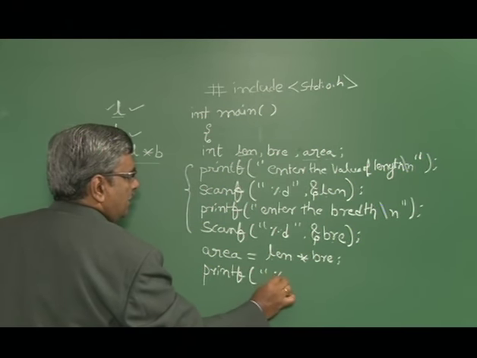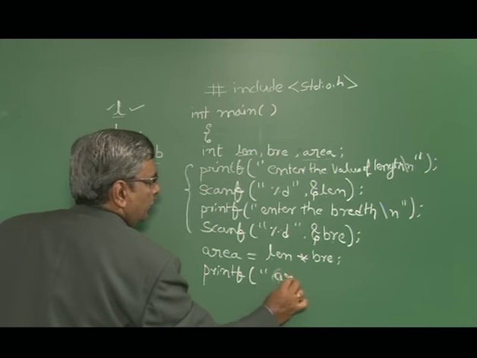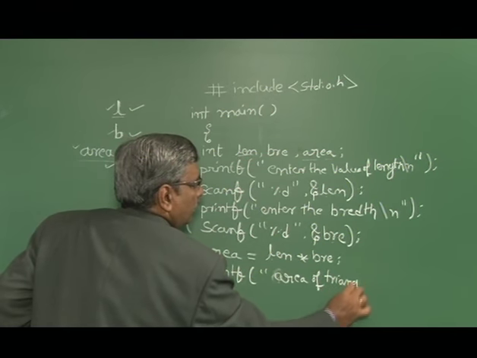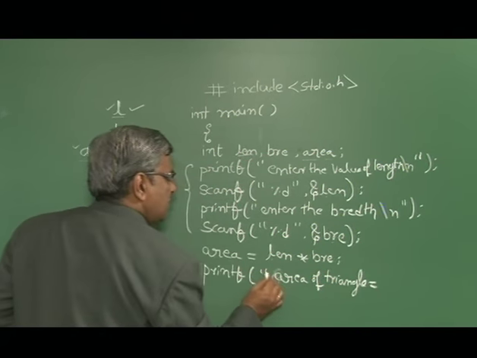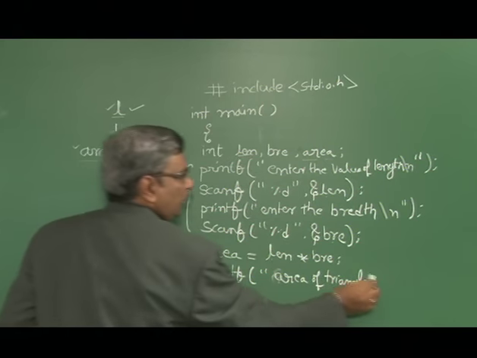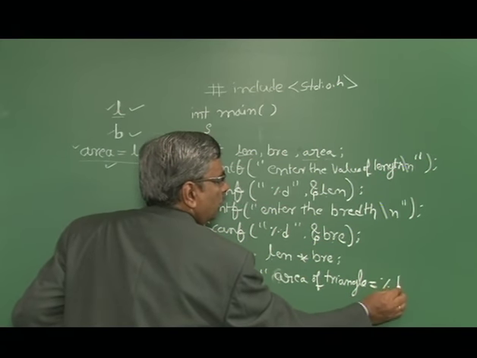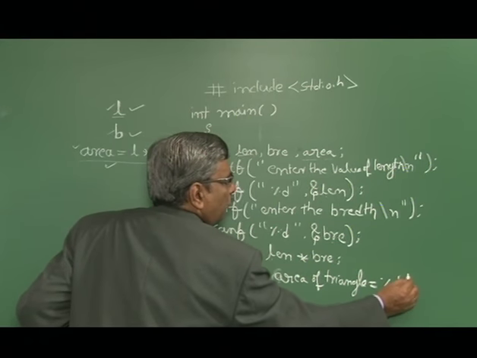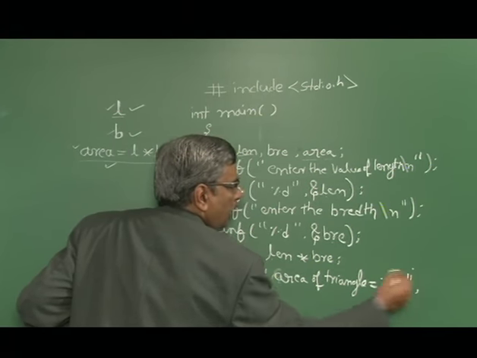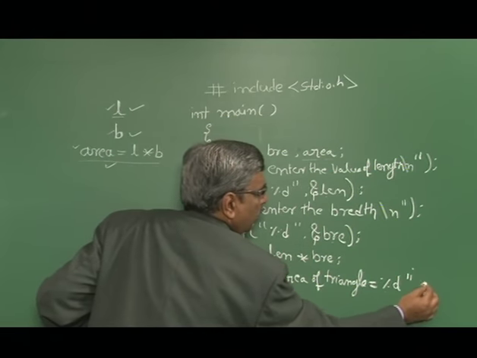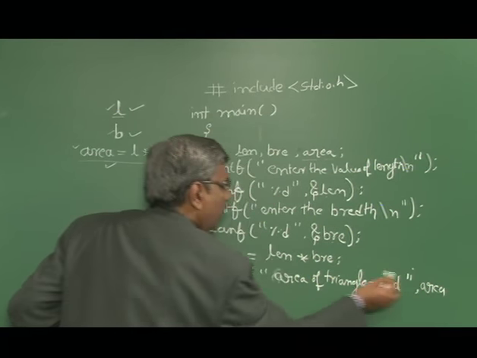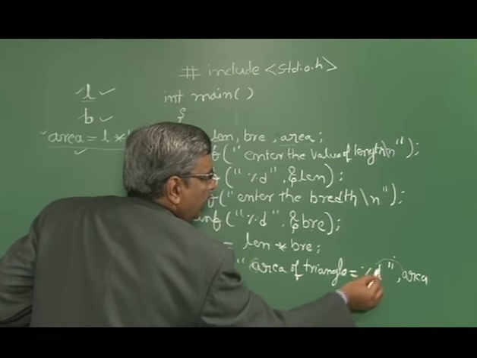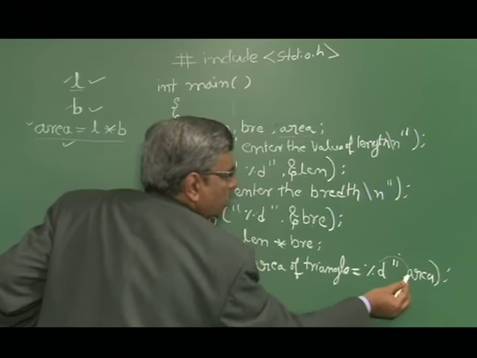Printf, "area of triangle equal to", this message will be printed as it is. Now in this position we will use the control string here, put a comma and print the corresponding variable. Area is the variable where your result is available, this value will be printed in this position.